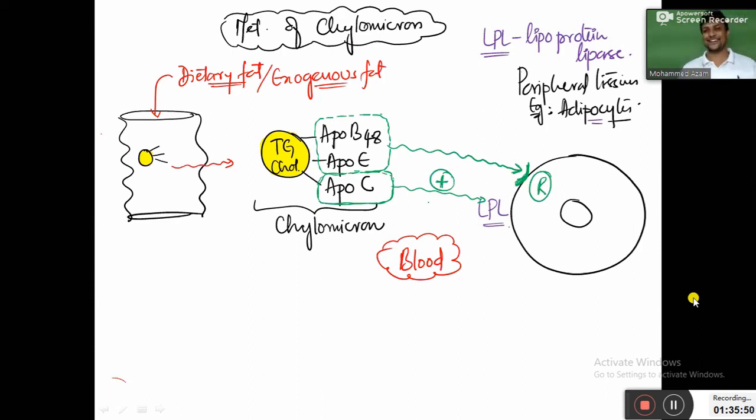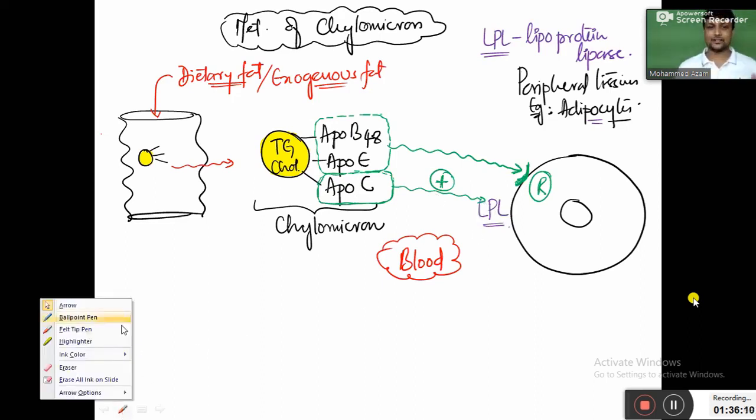Okay. Understanding here? Now let us make our life very simple, very easy. Chylomicron will have 3 proteins attached to it. Apoprotein B48 and E, these two will help in identifying the receptor and attaching there. And ApoC will help in activating this enzyme. Okay.